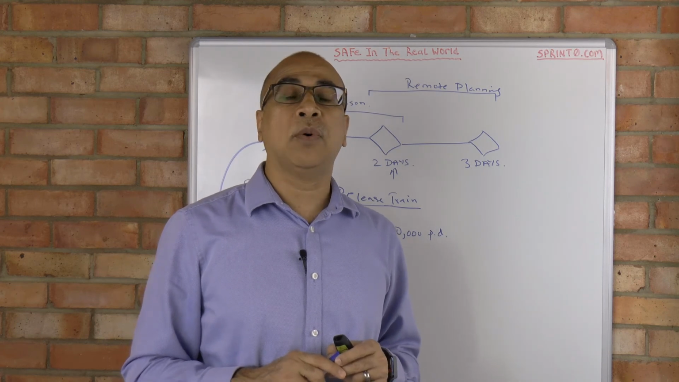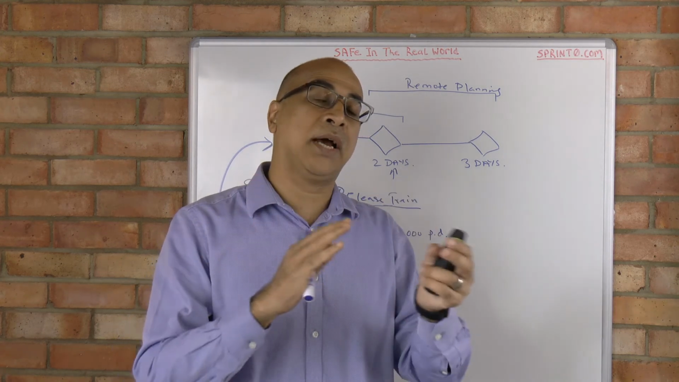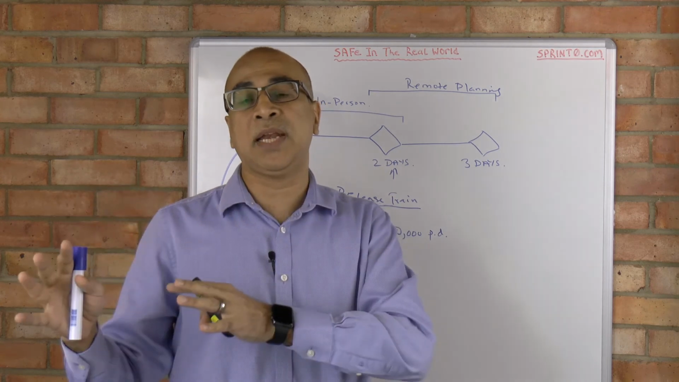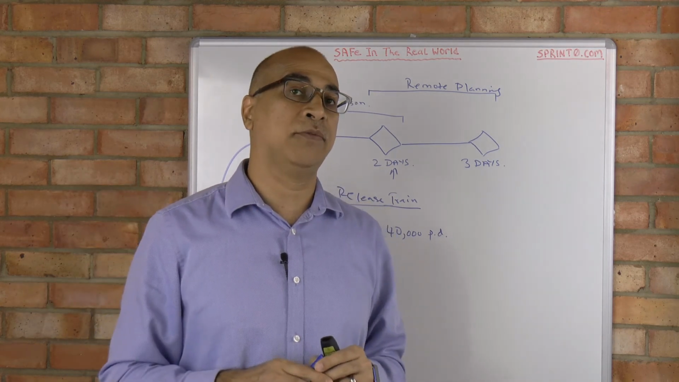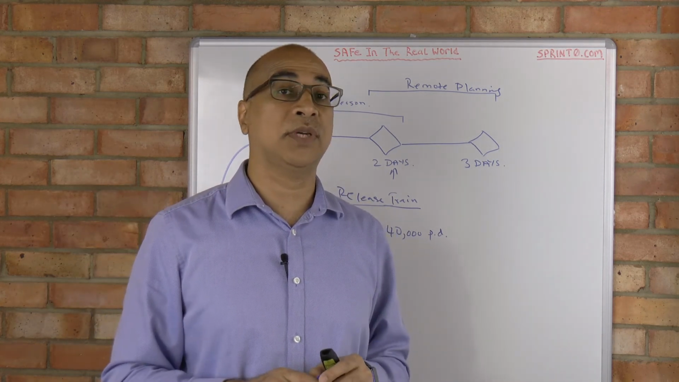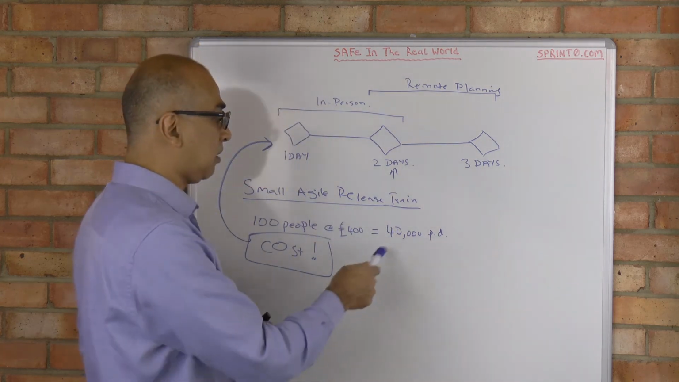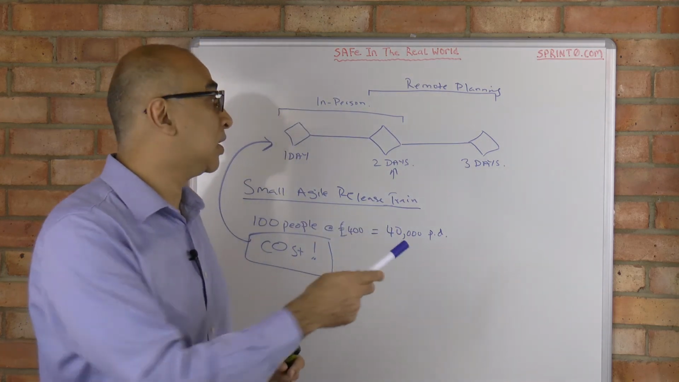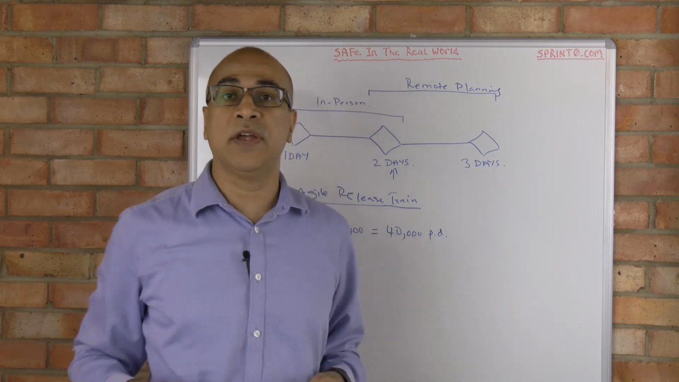Okay, so in this way, by separating out the pre-PI planning and PI planning, you've got this really powerful mechanism to, guess what, save a lot of money, right? Save a lot of money by taking that 2-day event into a 1-day event as well.